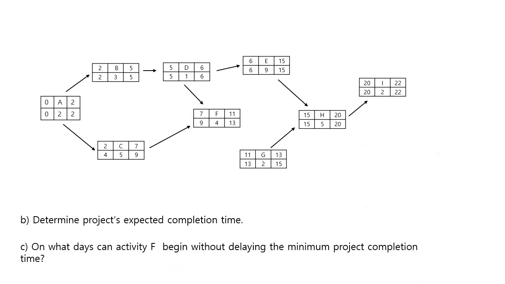Now in addition, you can also answer questions like determine the project's expected completion time. We already said that it ends at 22, so the answer for this would be 22. On what days can activity F begin without delaying the minimum project completion time? F can begin on 7th, but the latest start is 9. So any day from 7 through 9, 7, 8, or 9, F can begin. And if F begins any day after that, then the whole project will get delayed.